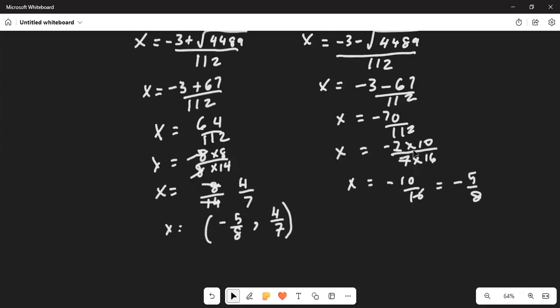And 70 can be factored as 7 times 10 and 112 as 7 times 16. So I cancel the common term 7 in the numerator and denominator to get the second x value as minus 10 over 16, which if I remove the common factor of 2 from the numerator and denominator, becomes minus 5 over 8. So what are my two solutions? x is equal to minus 5 over 8 and x equal to 4 over 7. So these are the two solutions to the given quadratic equation.